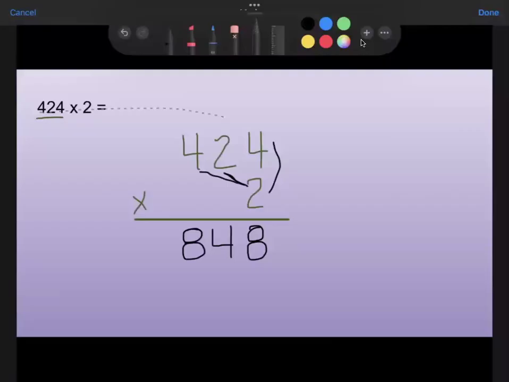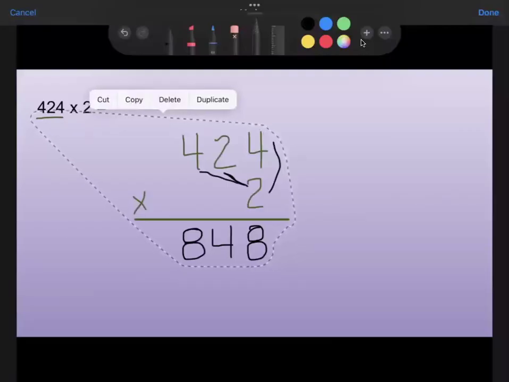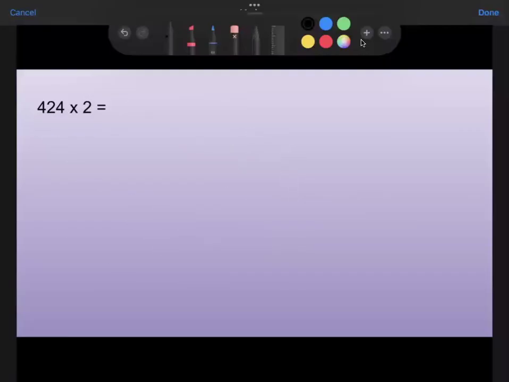All right, let me show you another way to do this using the box or array method. Since we have a 3-digit number here, we're going to split that number up and rewrite it in expanded form. Expanded form is where you write the value of each digit as an addition sentence. So 424 has 400, it also has 20, and it has 4. So that's how I split it up. 4 hundreds is 400, 2 tens is 20, and 4 ones is 4.